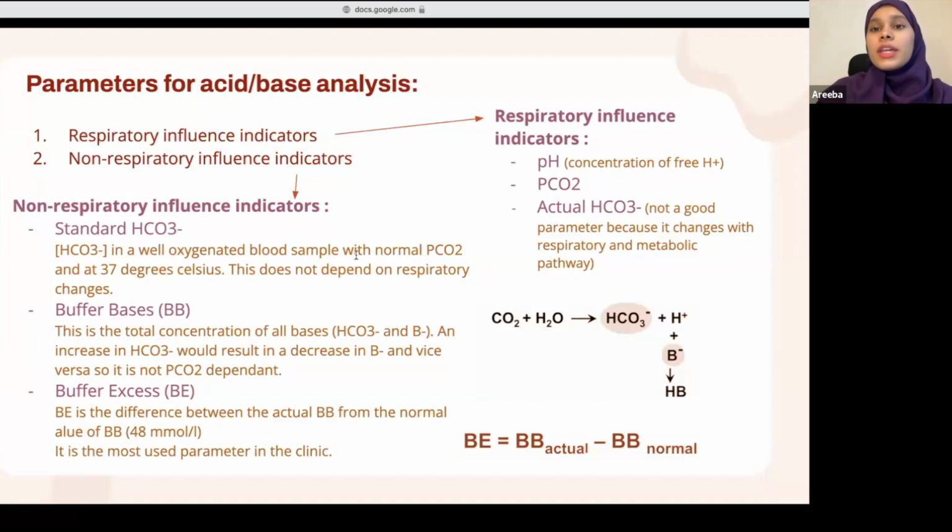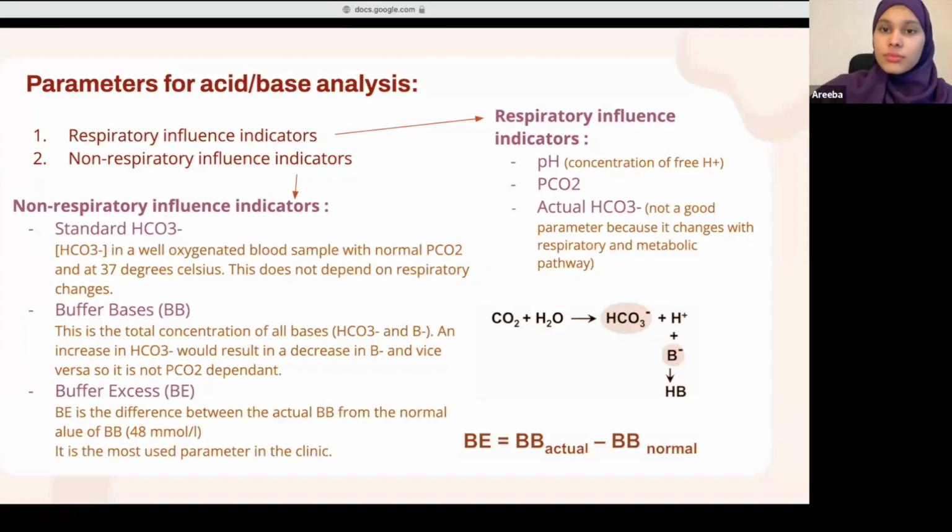So standard bicarbonate is when you take the bicarbonate of the person in a well-oxygenated blood sample at a certain temperature. If it's well oxygenated and with normal PCO2, you're not going to have any influence of respiratory factors. So any changes in the bicarbonate would indicate that there's something wrong in the non-respiratory factors, okay? Then we have buffer bases.